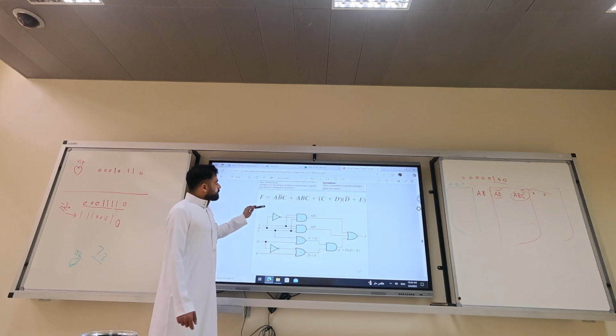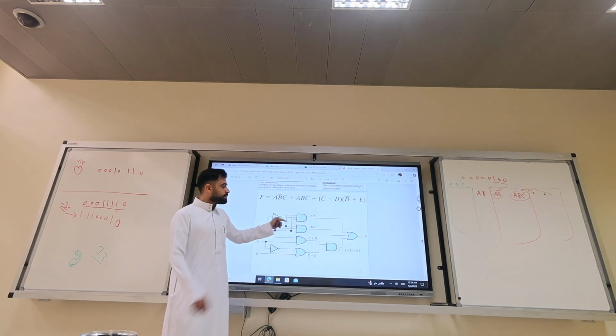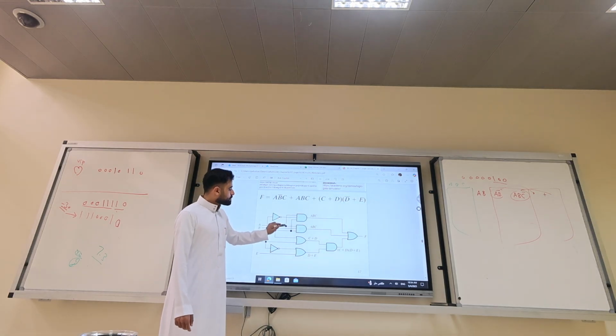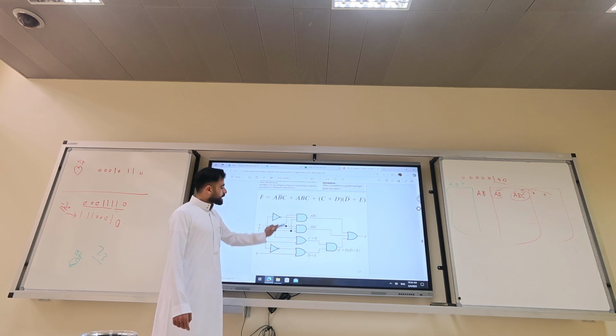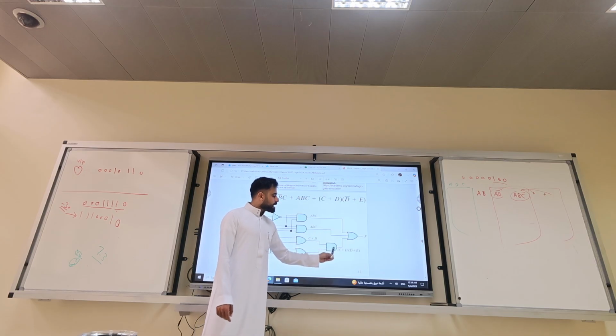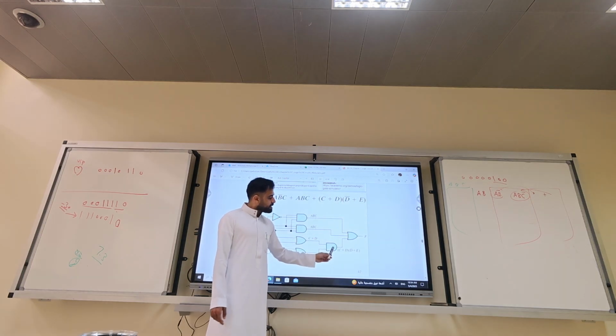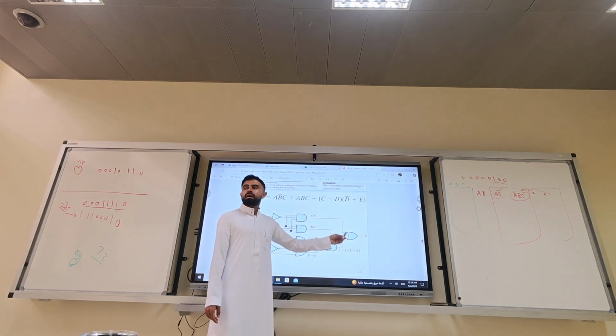The 2 AND you have ABC, that's straightforward. At A prime BC, you just take the B prime and pull a cable from A and C. You need to pull a cable, okay? And then you OR the 3 big terms. Of course, we AND with C. Those 2 parentheses, we AND them in this AND gate. Take the output, and this is how it will be.